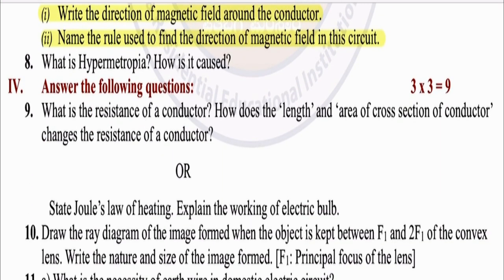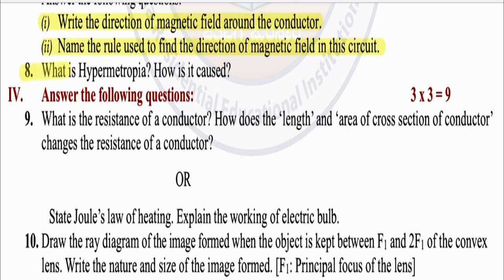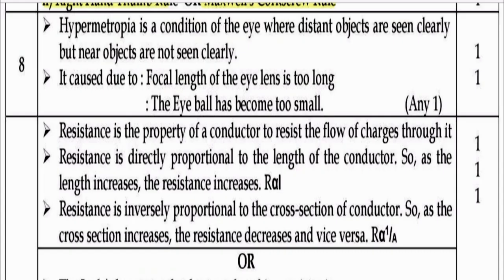Let's go to question number 8. What is hypermetropia? How is it caused? Hypermetropia is a condition of the eye where distant objects are seen clearly but near objects are not seen clearly. It is caused due to focal length of the eye lens being too long. The eyeball has become too small. These are the two reasons.